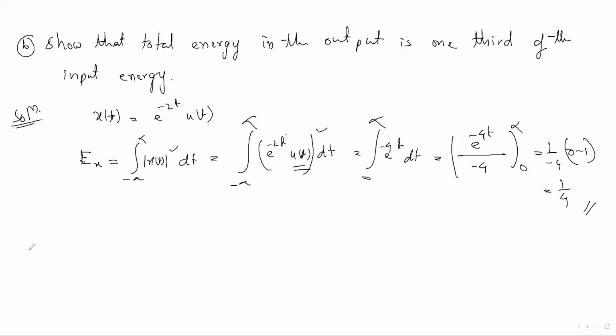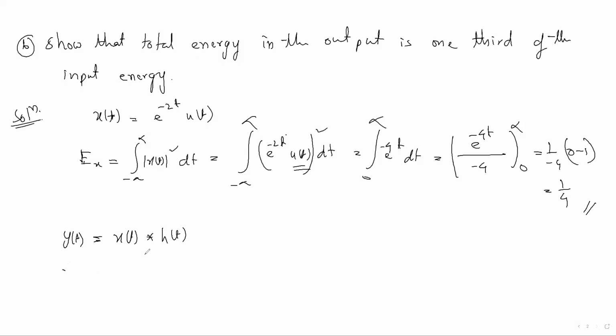Okay, so how can we find the output energy? First of all, you have to find the signal. We know y(t) equals, how can we calculate the signal? By convolving the two signals x(t) and h(t). So we have to convolve x(t) and h(t). If you apply this integration formula, it will take more time.